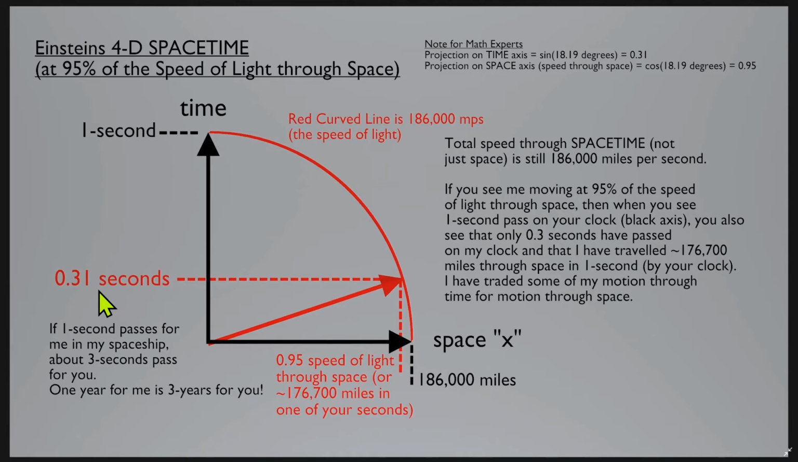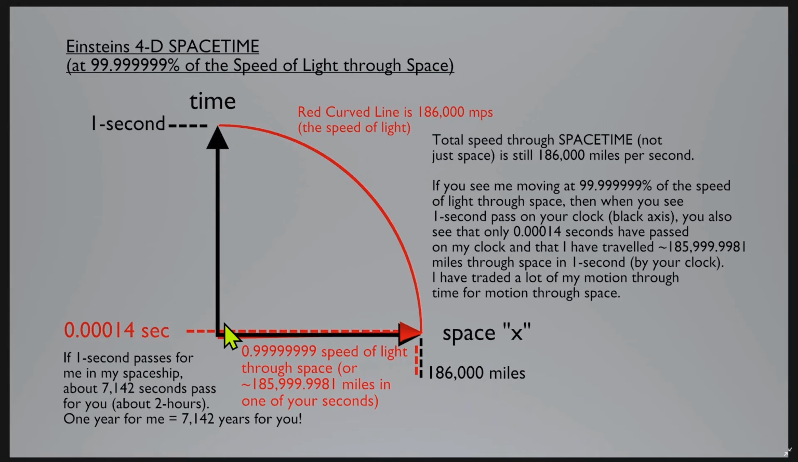So if you flip that logic around, that means if 1 second passes for me in my spaceship, 3 seconds pass for you. And that applies to any units of time you might be talking about. If 1 year passes for me, 3 years pass for you. Again, for mathematicians, here we've got the sines and cosines of this angle, which is actually 18.19 degrees. But that's how you get these values. Okay, let's look at an extreme example.